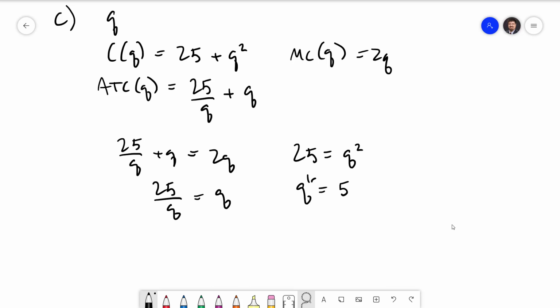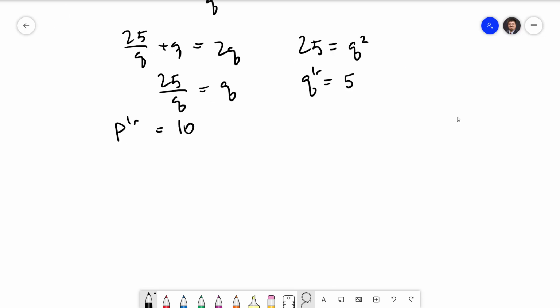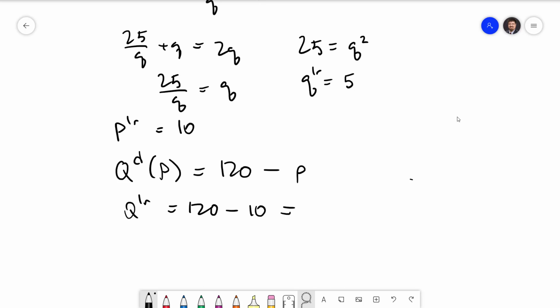We can plug that into either the marginal cost or the average total cost to get our long-run equilibrium price. So PLR equals, using the marginal cost of 2q, is going to be 2 times 5, which is 10. To figure out the long-run equilibrium quantity in the entire market, we're going to take that 10 and plug it into our demand function, which, remembering all the way back to the beginning of the problem, is 120 minus P. Plugging that 10 right in there, we're going to get Q LR equals 120 minus 10, which is 110. And our final task is to find the number of firms in the market.